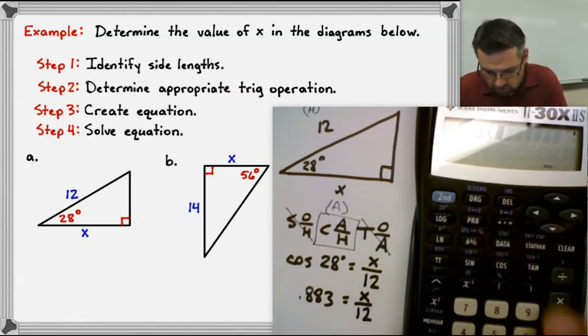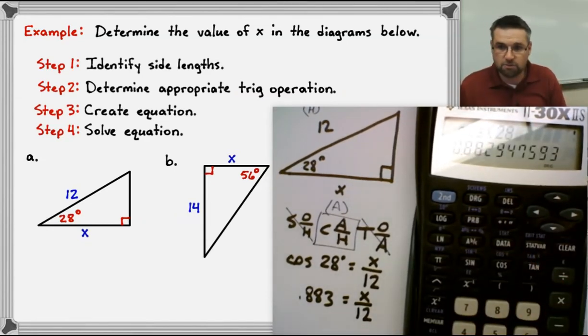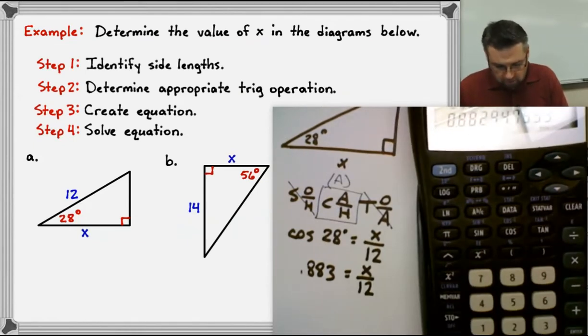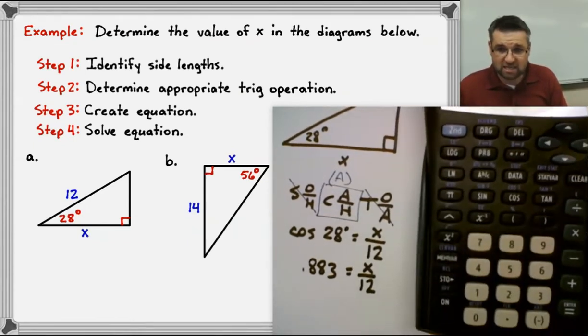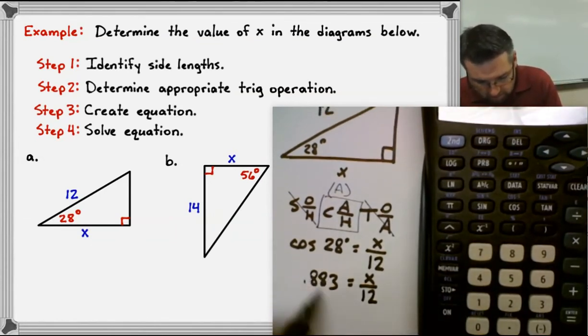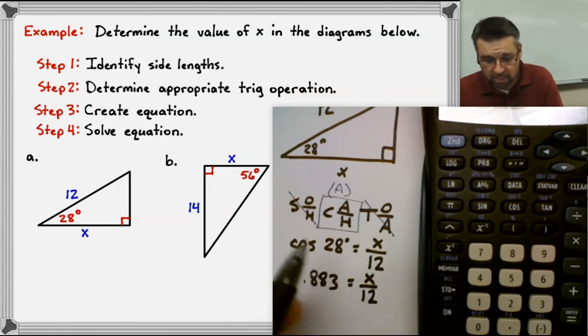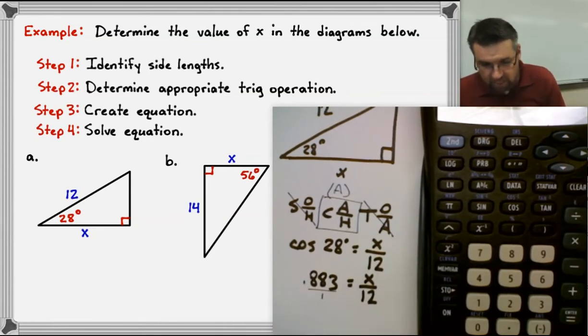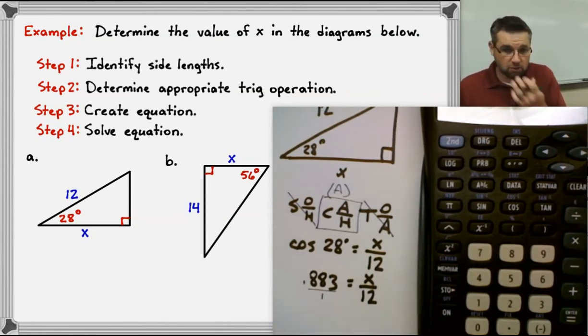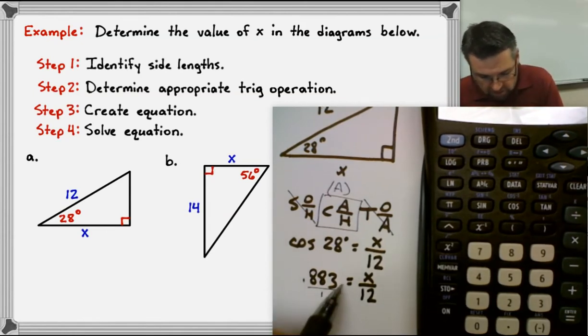But in my case, cosine of 28, and I wrote that down, 0.883. Now from here, how do I solve this? Well, the simplest way to see this is to set up proportions, just like we've been doing all along. I've got a fraction on this side, so let's put this as a fraction. And then we cross multiply like we normally do. So we'd say 0.883 times 12.